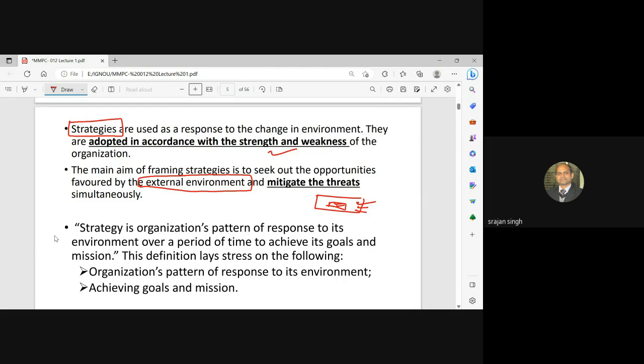So all these are external environment, and these are uncontrollable. So any strategy which is framed to favor the external environment and mitigate the threats simultaneously is the aim of strategies.